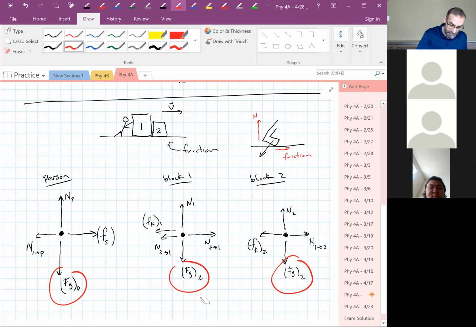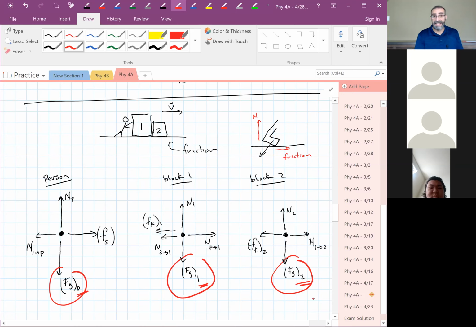Oops, I made a mistake on this one, didn't I? This is not 1. This is not 2. This is 1 right there, 1. So I have to distinguish them. So I put a P, a 1, and a 2 so that I can tell them apart.